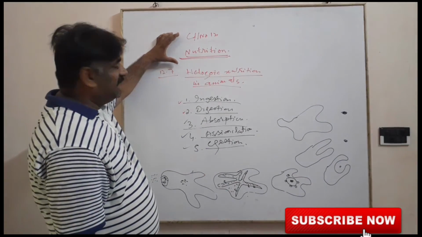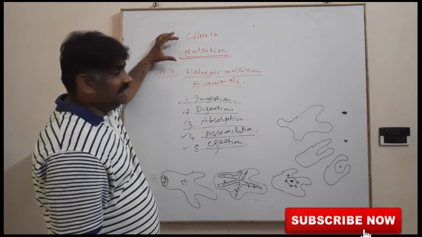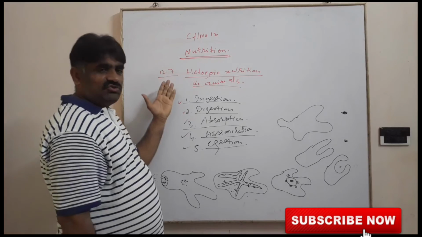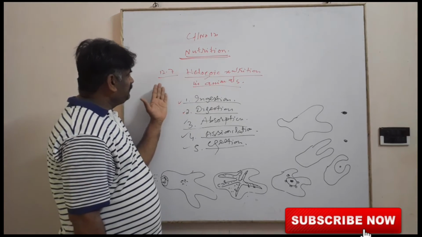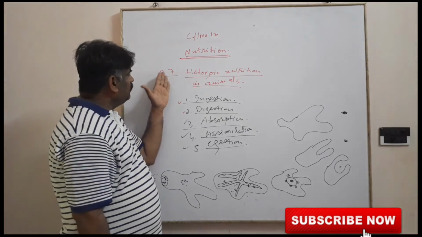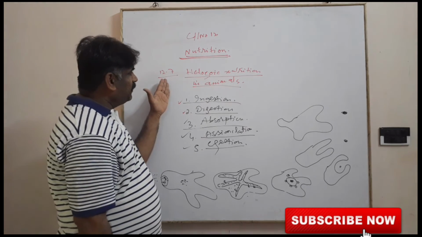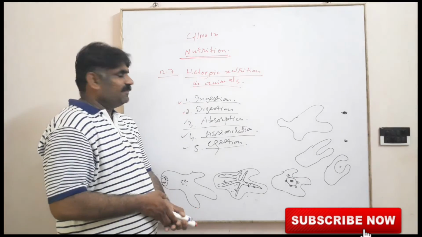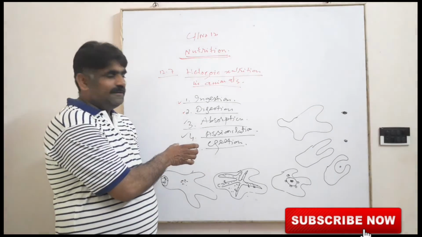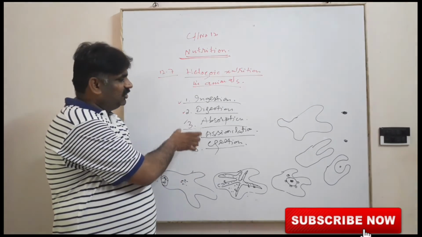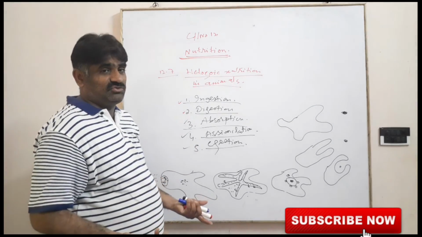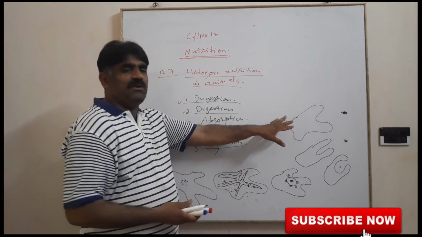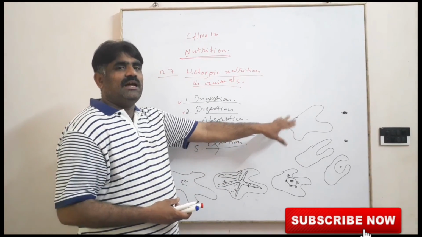So finally, we have started chapter number 12, nutrition, and in this chapter we have taken point 12.7, holozoic nutrition in animals. Today we discussed all the basic steps of holozoic nutrition, and we have also completely understood what holozoic nutrition is, and we have taken an example of holozoic nutrition in amoeba. Thanks.